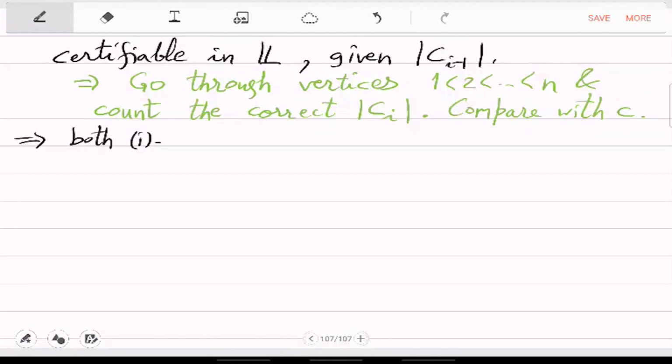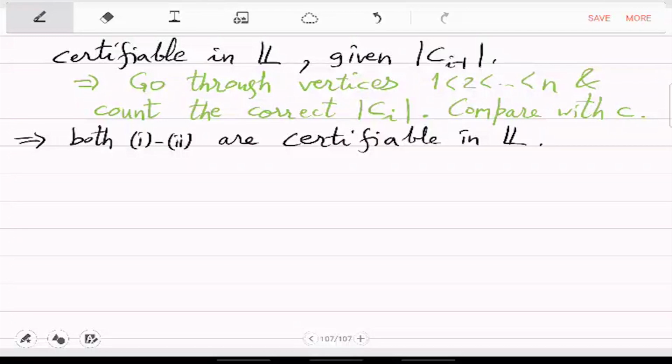Both 1 and 2 are certifiable in L, which means that NL is equal to coNL. We have observed that 1 and 2 imply NL equals coNL. So that finishes the proof of Immerman and Szelepcsényi. Okay.